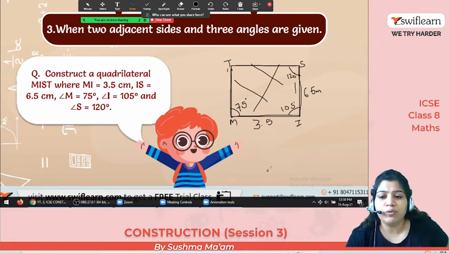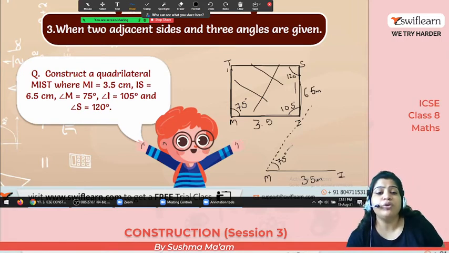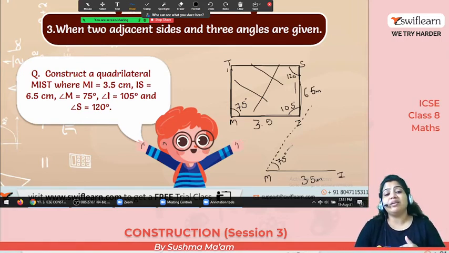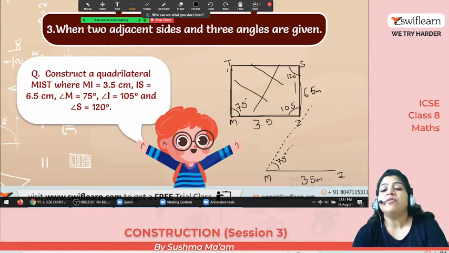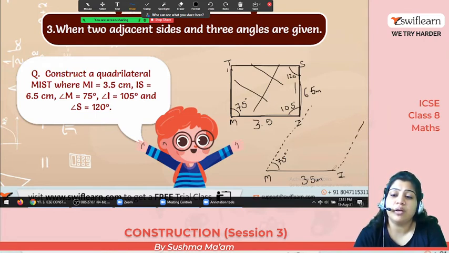So what we have to do, I'll give you just a rough idea. Suppose you have taken this MI, that is 3.5 centimeter. Now at M, 75 degree. So you draw 75, you can draw with your protractor, or you can draw with your compass. So that's 75 degree. Okay, now what you have to do next? Now 75 means 60 degree and 15 degree. Okay, so 75 degree, and now I is 105, and what does 105 mean? 90 plus 15 degrees is 105. So here you draw this one, 105.